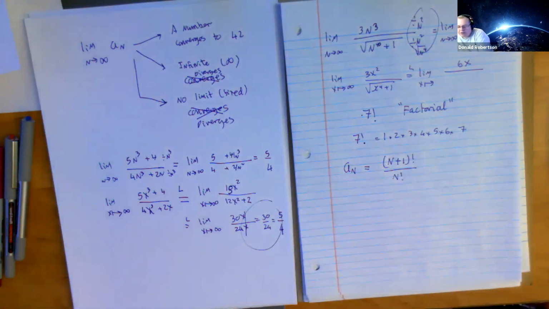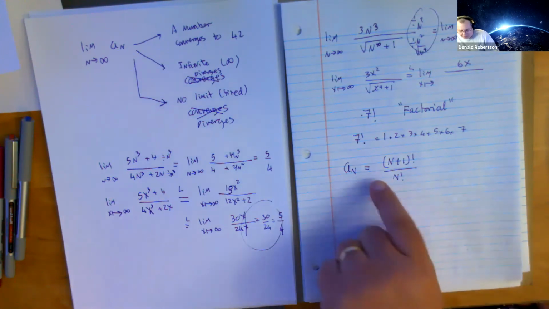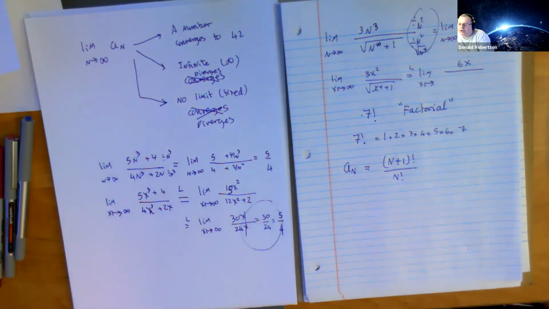Here's one with 2 factorials in it. One's called n plus 1 factorial, it's on the top, and one's called n factorial and it's on the bottom. And we are being asked, does this converge or diverge? That's basically what you're going to be asked a lot of the time. Any gut feeling? Do you think this is going to converge or diverge?